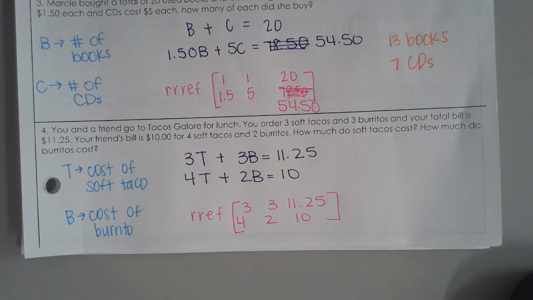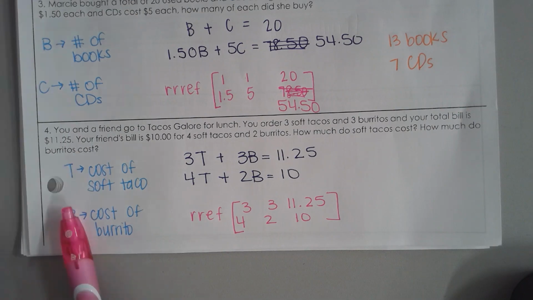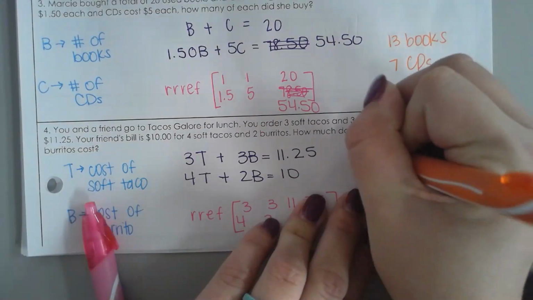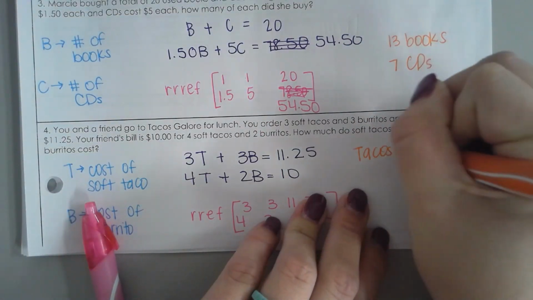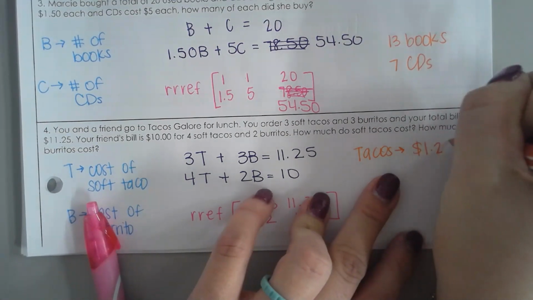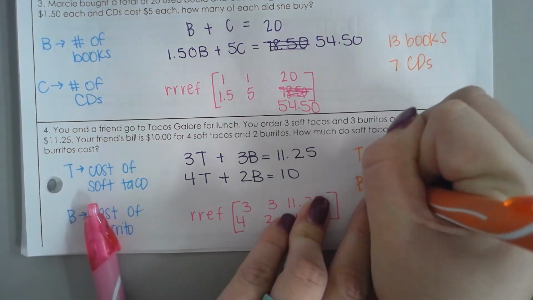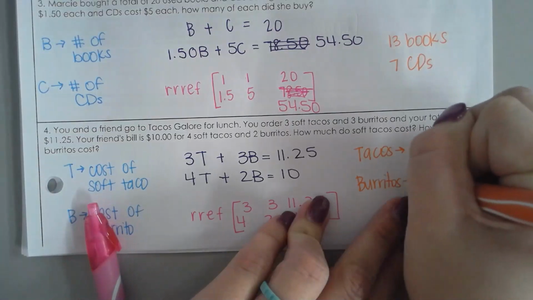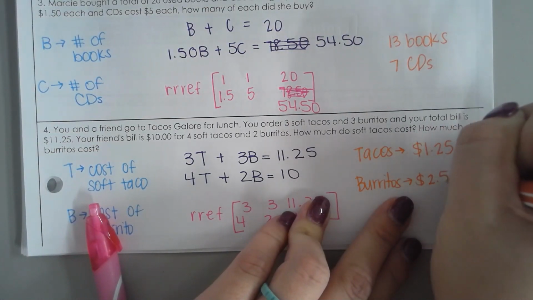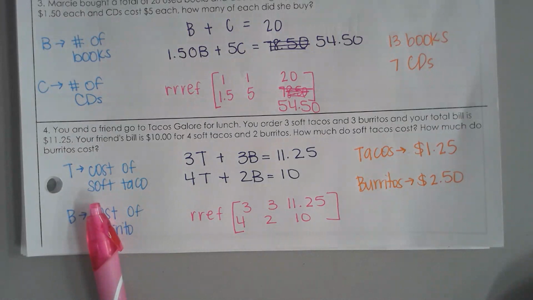And what did you get for the cost of the taco? $1.25. So tacos are $1.25, and then burritos are $2.50. When you're actually writing out your final answer, if it's money, you need to put two decimal places. Any questions so far?